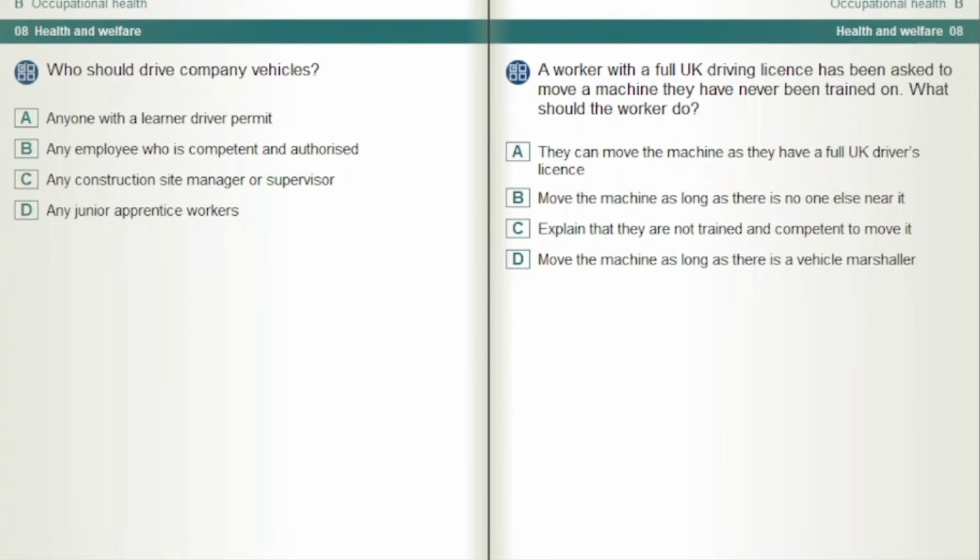A worker with a full UK driving licence has been asked to move a machine they have never been trained on. What should the worker do? They can move the machine as they have a full UK driver's licence. Move the machine as long as there is no one else near it. Explain that they are not trained and competent to move it. Move the machine as long as there is a vehicle marshaller.